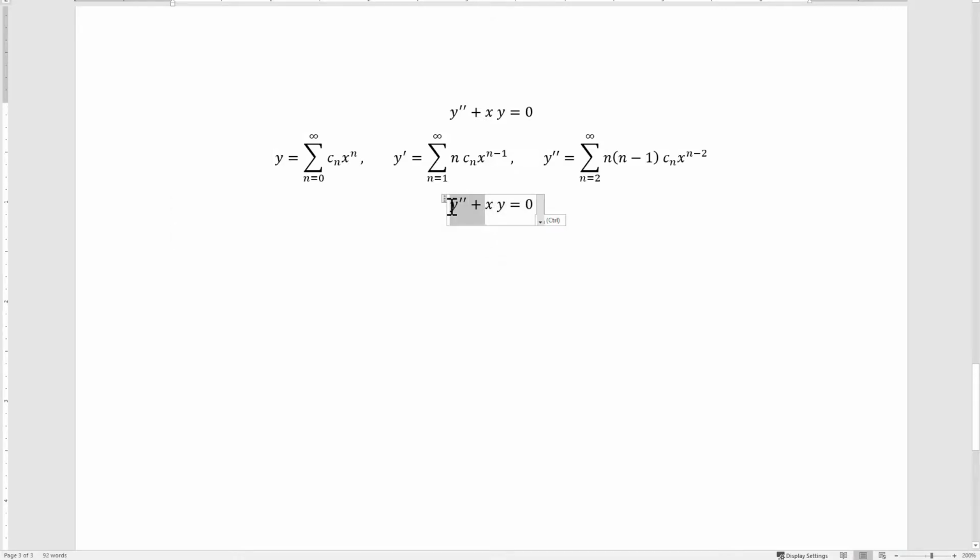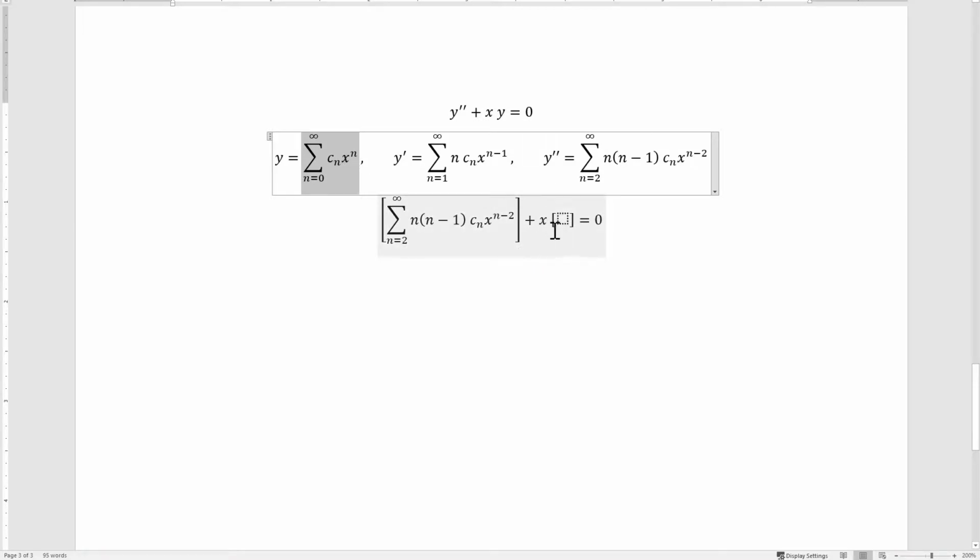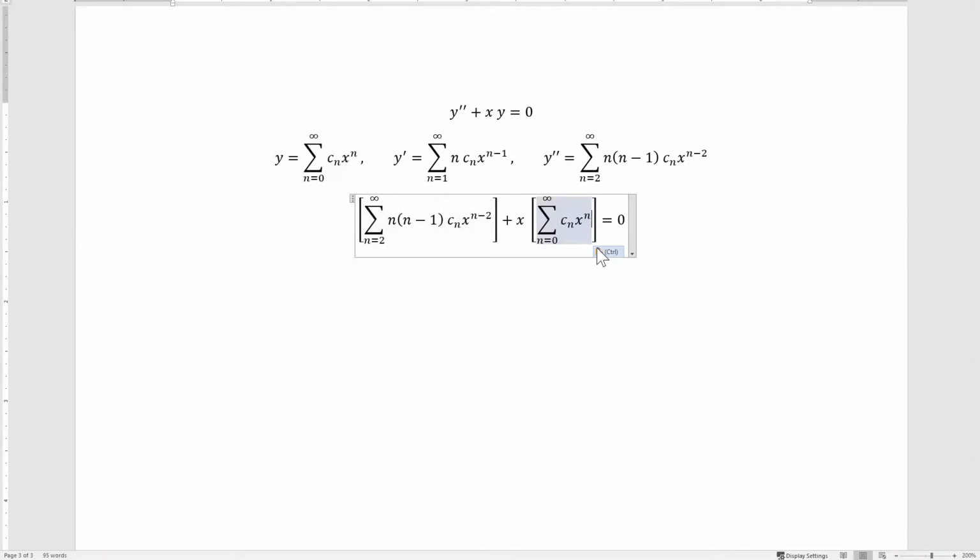So here we go. We have the series for y double prime and the series for y. So the series for y double prime can go here in the first slot, and then we have a plus x times the series for y. So this is our series.